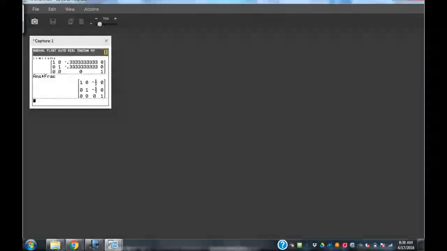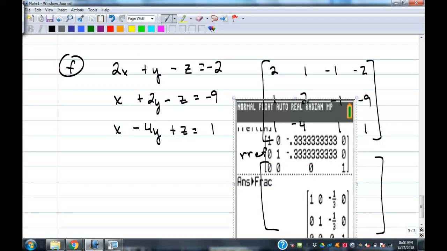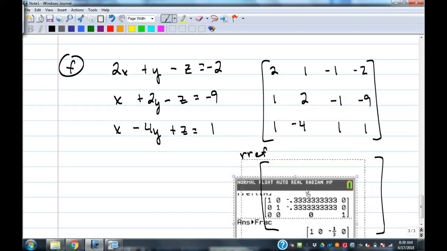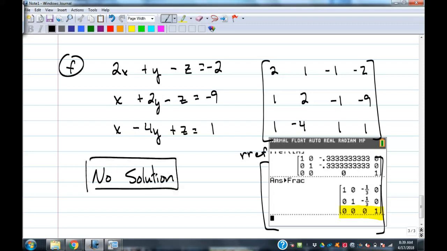That bottom row tells us what? No solution. So that bottom row says that there's no solution. You check your numbers. Something's wrong.